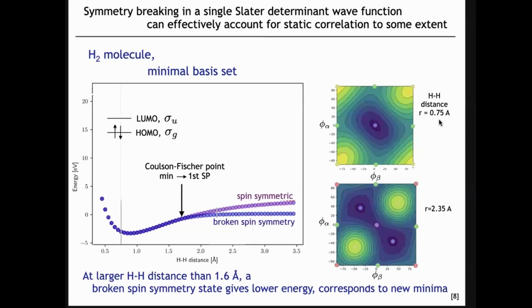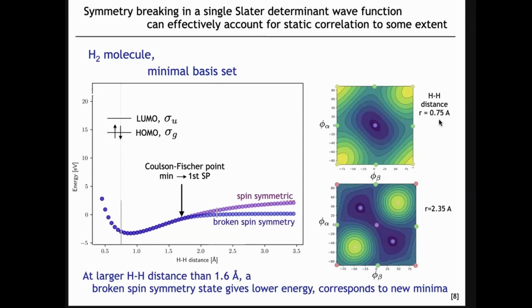If you stay on this saddle point, you actually go to way higher energy than the 2 separated hydrogen atoms, right? You get the ionic terms. So this is an example where you want to break symmetry if you are representing the wave function in a single Slater determinant.